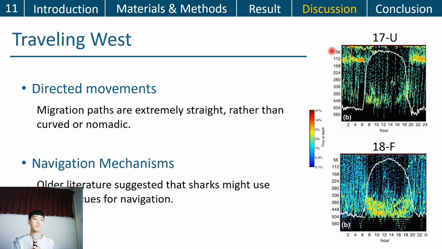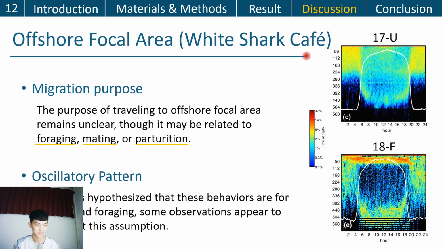And after they leave, they travel west and go to the core area. Their path is very straight, not curved. And according to a previous study, they suggest that the sharks might use the stars or the moon for navigation. And we can see in the chart the sharks dive much deeper.